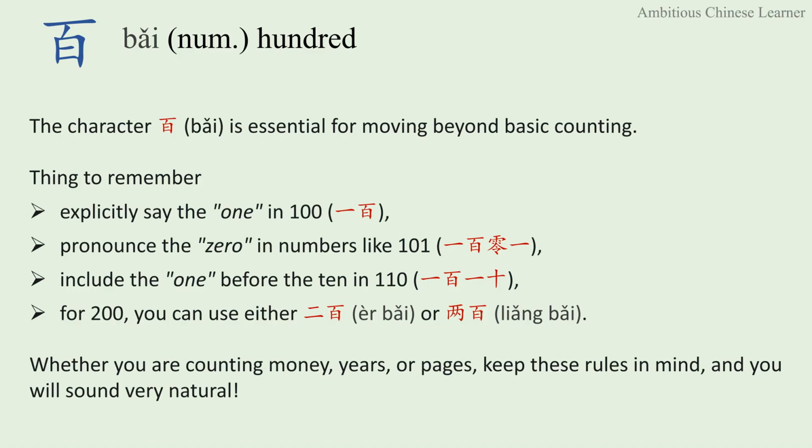The character bai is essential for moving beyond basic counting. Remember that you must explicitly say the 1 in 100, 一百, pronounce the 0 in numbers like 101, 一百零一, and include the 1 before the 10 in 110, 一百一十. Also, remember that for 200, you can use either 二百 or 两百. Whether you are counting money, years, or pages, keep these rules in mind, and you will sound very natural.